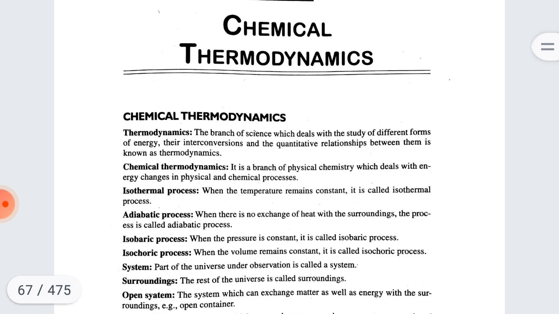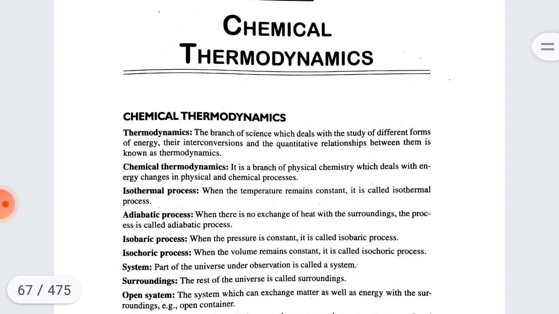Chemical thermodynamics. Thermodynamics is the branch of science which deals with the study of different forms of energy, their interconversion, and the quantitative relationship between them. Chemical thermodynamics is a branch of physical chemistry which deals with energy change in physical and chemical processes.